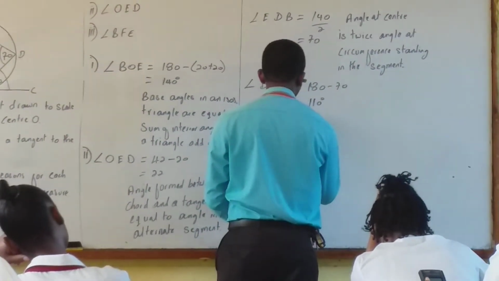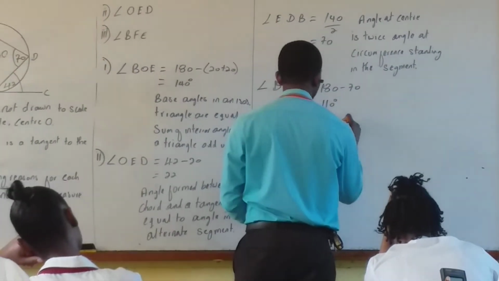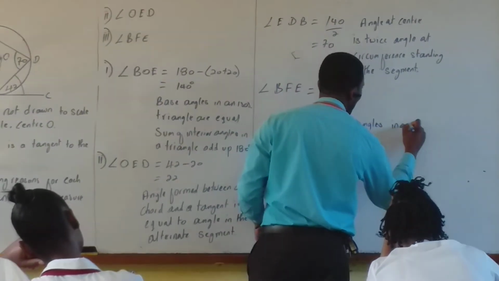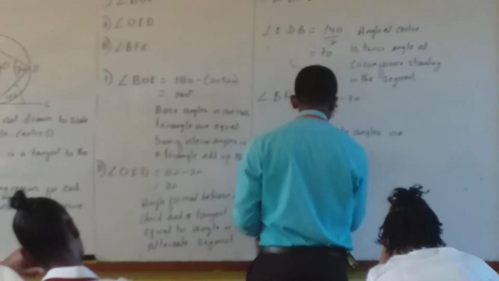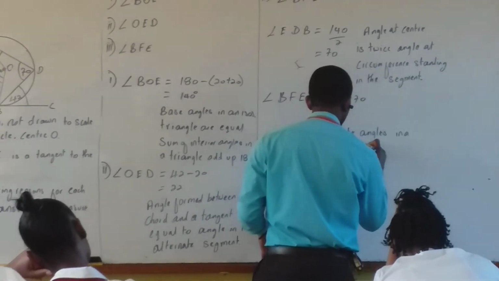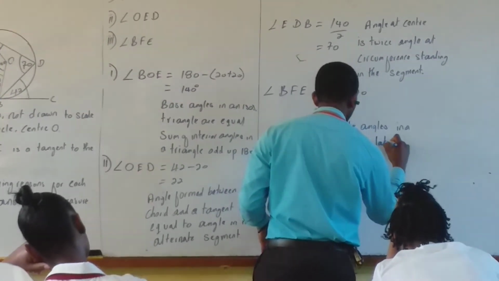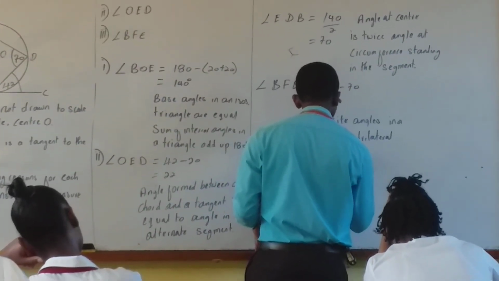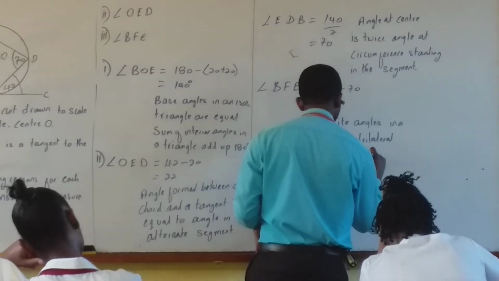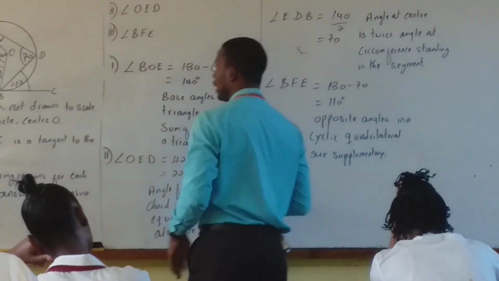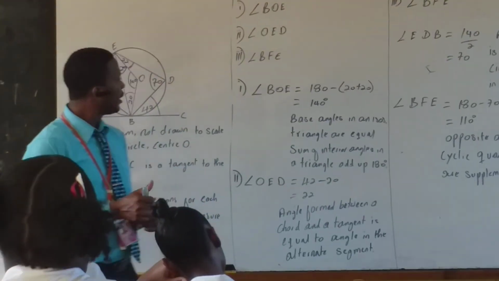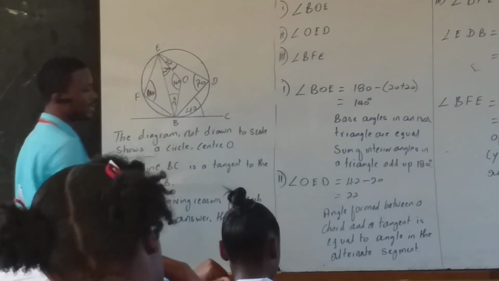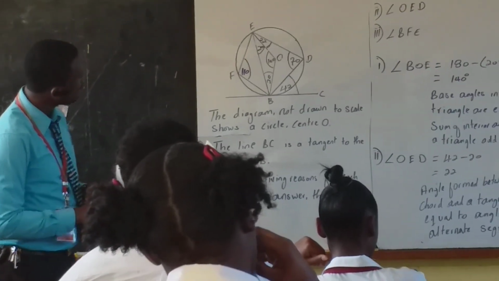And our reason would be: opposite angles in a cyclic quadrilateral are supplementary. And we would have found all the angles asked for in our given circle. Alright, that's a wrap.